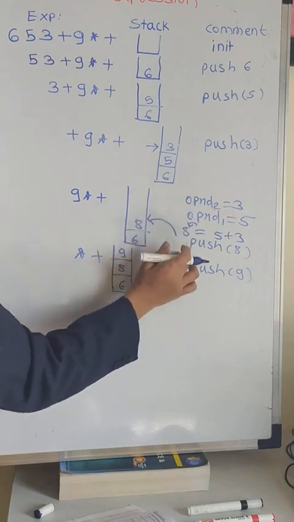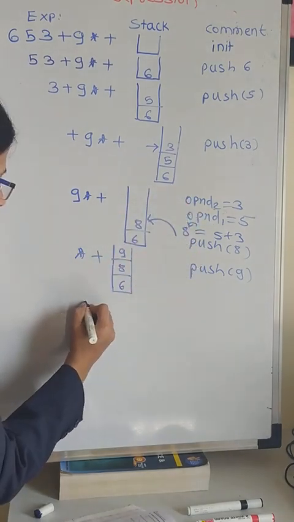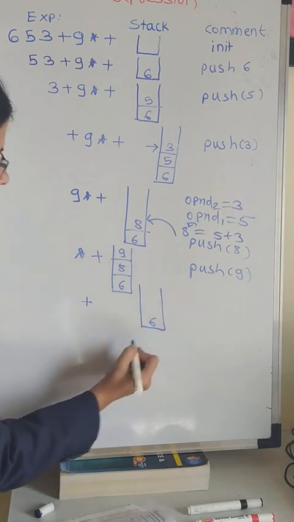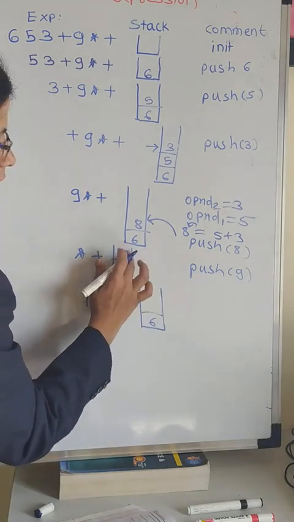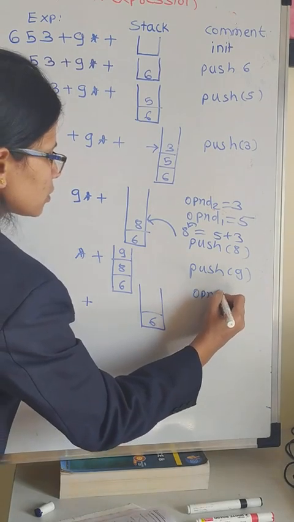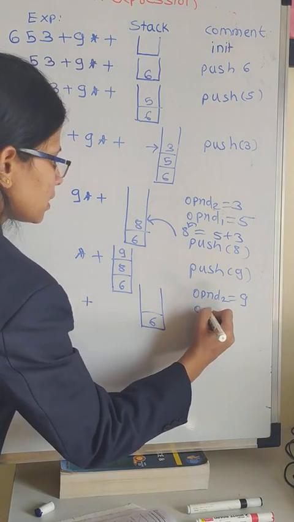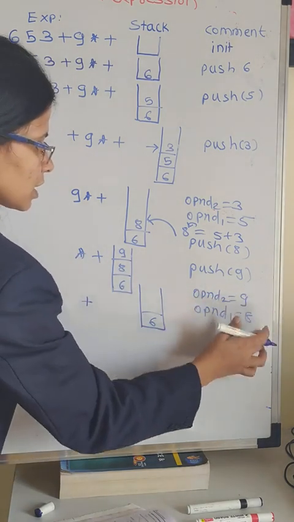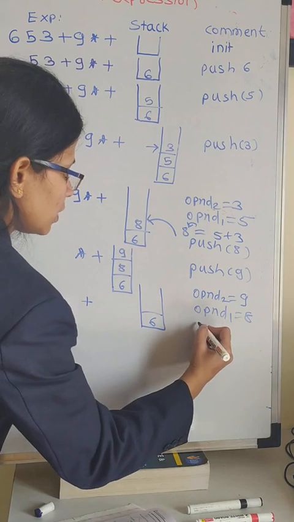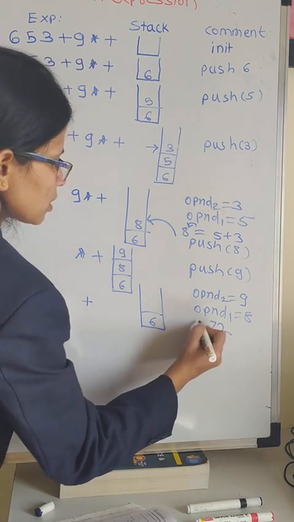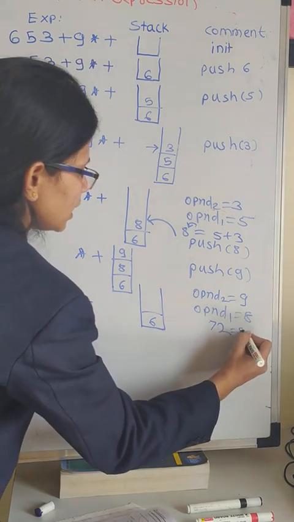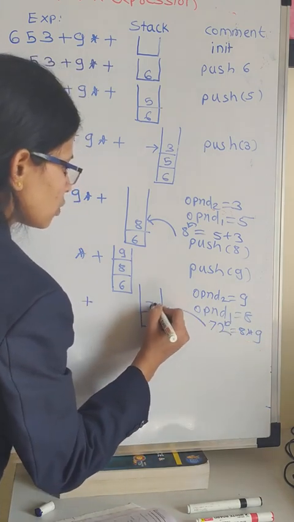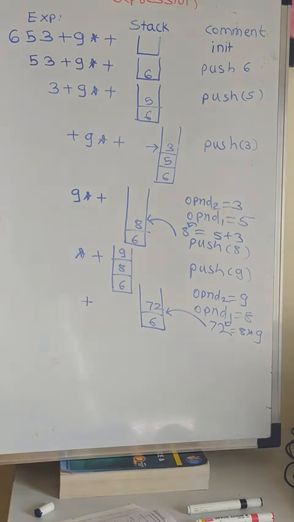Similarly, here your input is a plus and the stack content will be 6 only, 6, and this 9 and 8. Your operand 2 is 9. Operand 1 is 8. Apply this multiplication on this 8 and 9. So 8 into 9 is 72. So push this 72 on your stack. So this is your stack content.